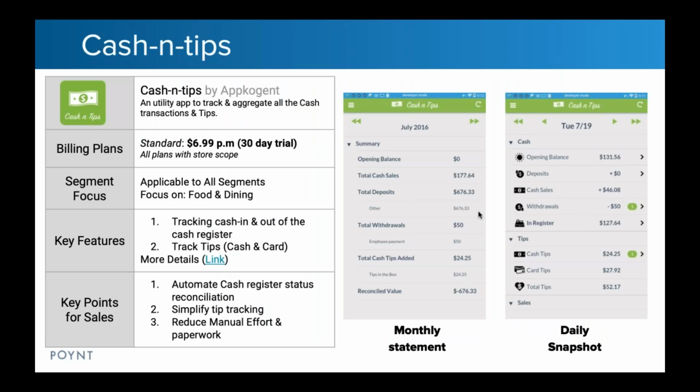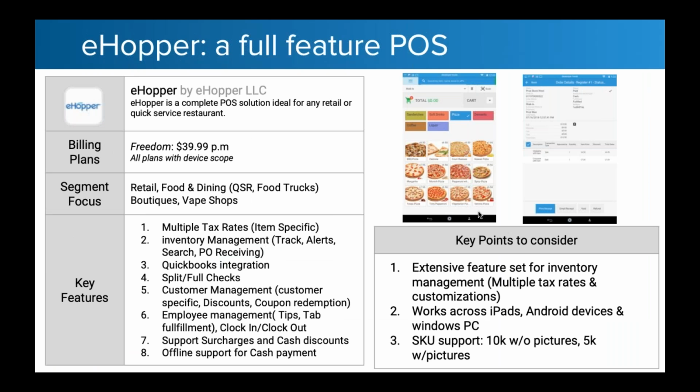Cash and tips. If your customer starts with a cash drawer and wants a little bit more reporting on how much cash started in the drawer, what the tips and sales were throughout the shift, and how you're dividing that up, this is a good ability. It's like $6 a month. A great application to try out and utilize. This is the eHopper POS. So this is the one that's the full-on POS system.